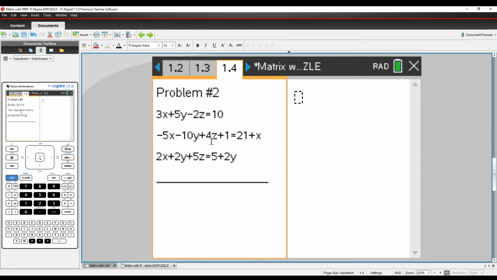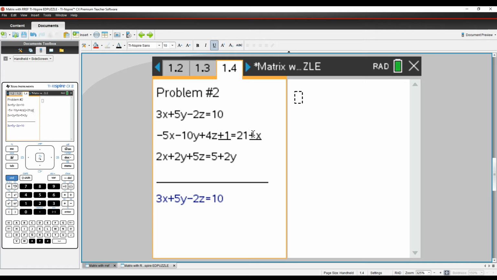Okay, so problem number 2. Go ahead and rewrite these 3 equations in standard form. Okay. In standard form, the first one is already written for us. I don't have to move anything over. My second equation, I have to get rid of this positive x here. And I need to get rid of this positive 1 here.